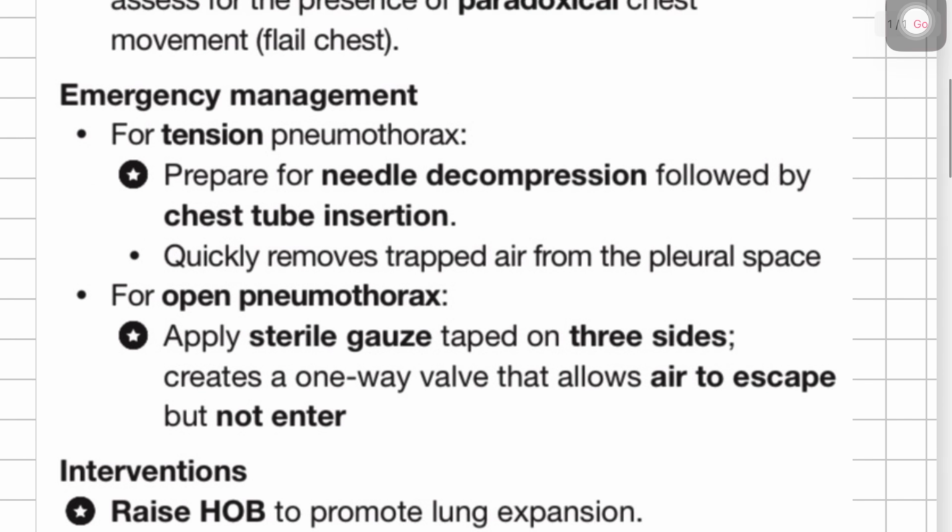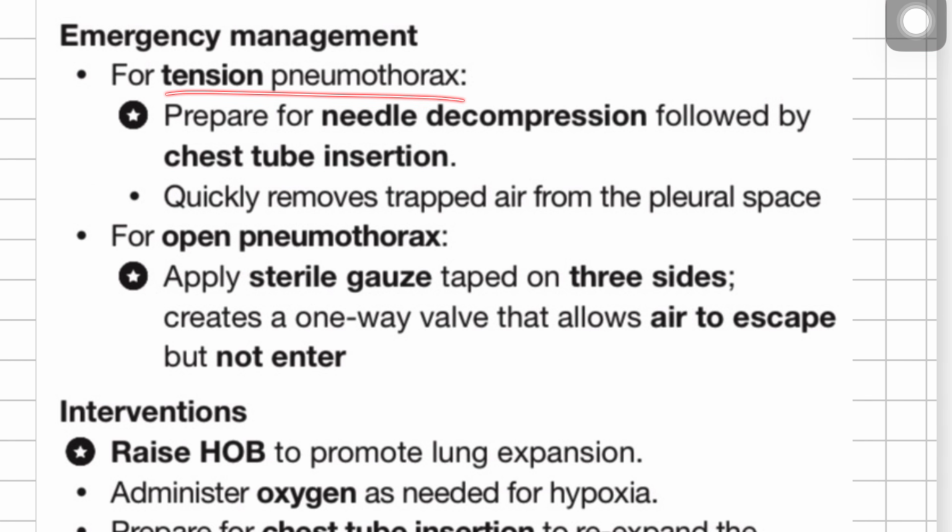Okay? For emergency management ng tension pneumothorax, prepare a needle decompression followed by a chest tube insertion. Okay, yung needle decompression, guys, dito naman, ini-insert nila yung needle, okay, into the intrapleural space, okay, para matanggal kaagad yung air. Pero ang gumagawa nito si physician, si doctor, okay, followed by a chest tube insertion na na-discuss ko on a separate video lecture to quickly remove the trapped air from the pleural space.